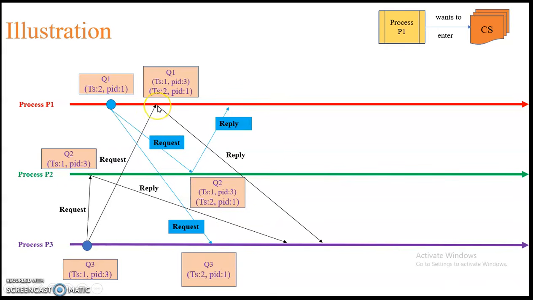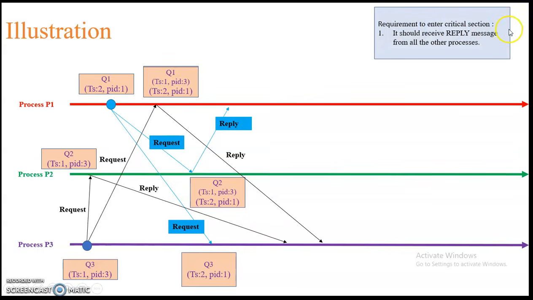Now P1 also sends the reply message to process P3. Why is P1 sending a reply message to P3? Because it will check its queue, and the smaller the timestamp, the higher the priority. So who has the smaller timestamp? Process 3. That is why process P1 understands that P3 has the highest priority, so P1 sends a reply message saying that you can use the critical section to P3.